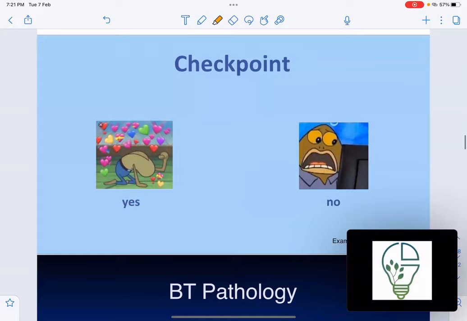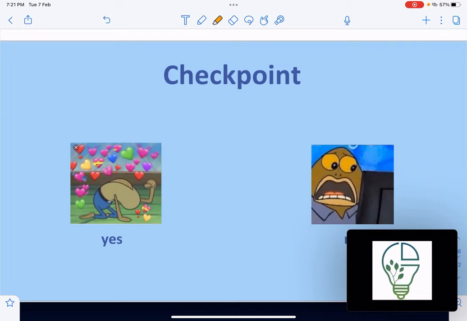Does anyone have any questions? We've come to the first checkpoint. We finished the first type and kind of the trickiest one. So does anyone have any questions? And can we please pause the recording?